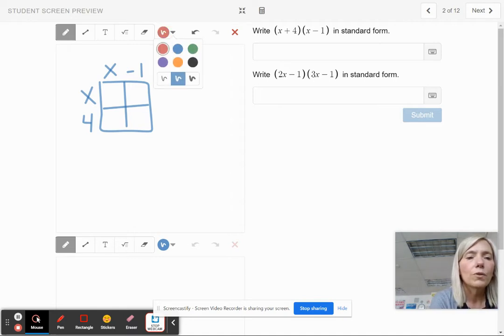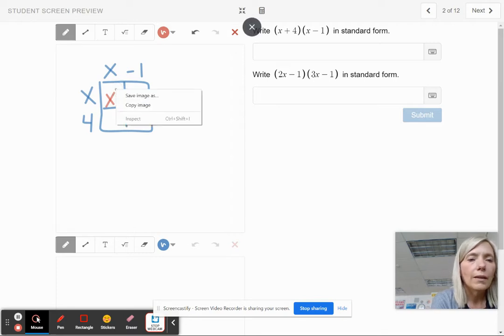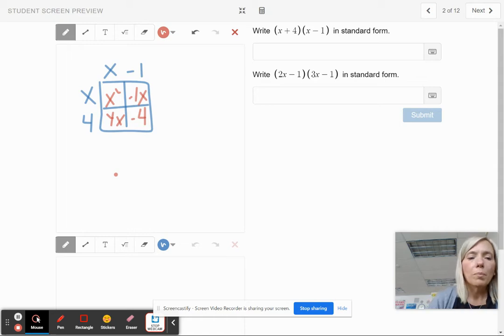So for the first box, x times x is x squared. And then 4 times x is 4x. X times negative 1 is negative 1x. And 4 times negative 1 is negative 4. Okay, so then we'll put it all together in one expression, and it will look like this.